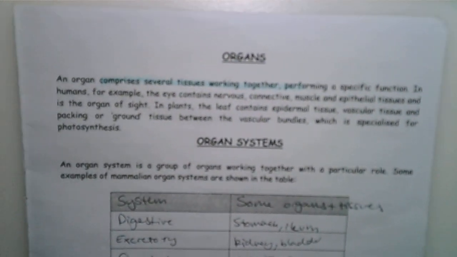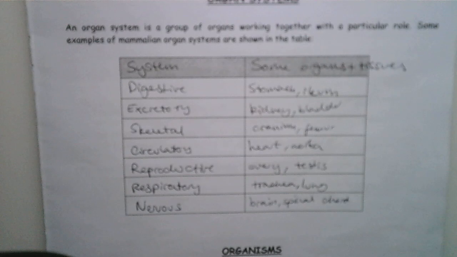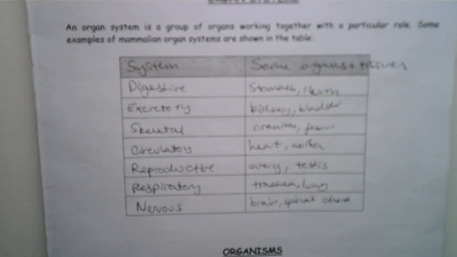Organs. An organ comprises several tissues working together, performing a specific function. In humans, for example, the eye contains nervous, connective, muscle and epithelial tissues and is the organ of sight. In plants, the leaf contains epidermal tissue, vascular tissue, and packing, or ground tissue, between the vascular bundles, which is specialized for photosynthesis. So, an organ system is a group of organs working together with a particular role.